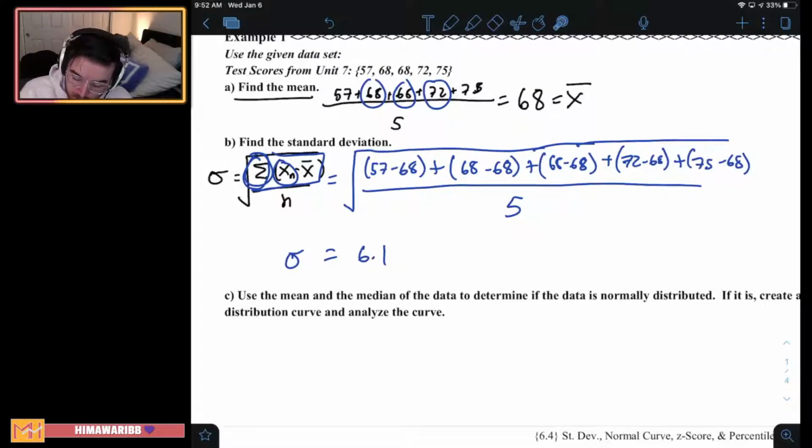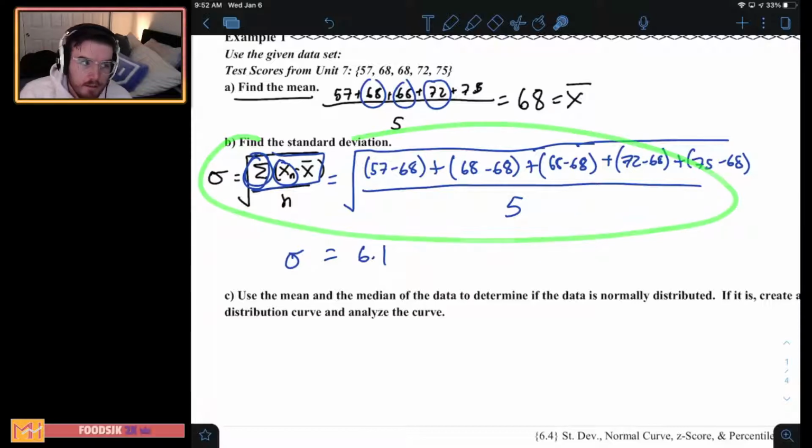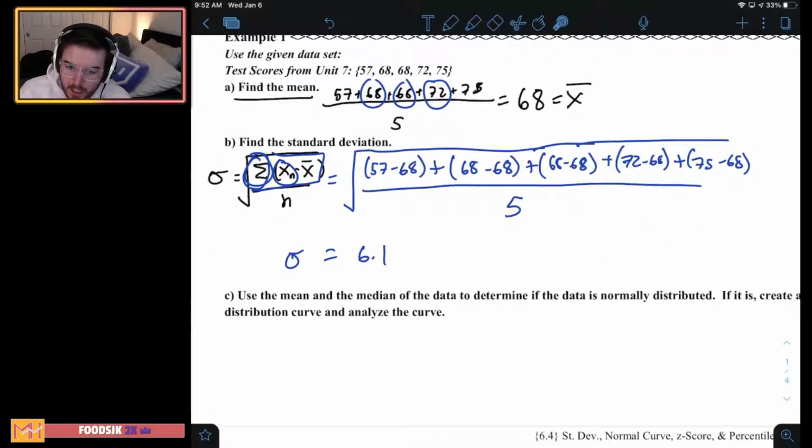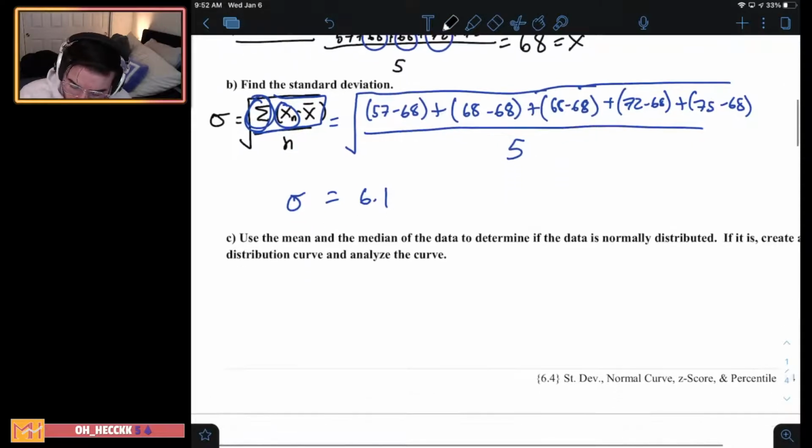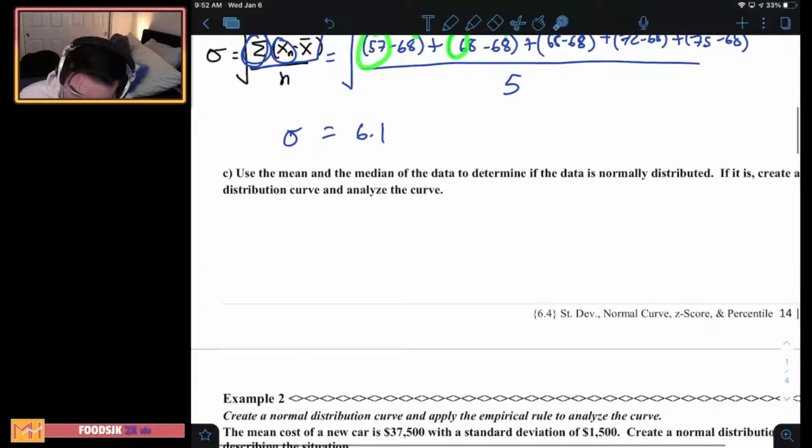If you need that again, rewatch it. I'm not going to do it again because that's just going to make the video way too long. But a quick summary: this means sum, this is each data point. So I took each data point, subtract, plus the next data point, subtract, and so on and so forth.